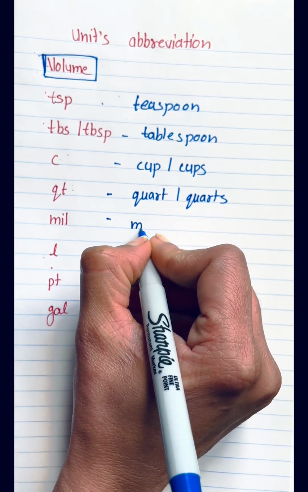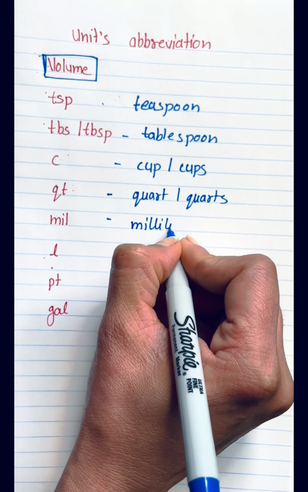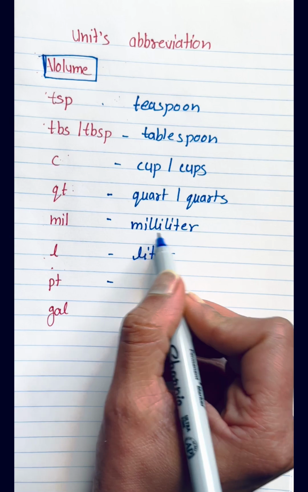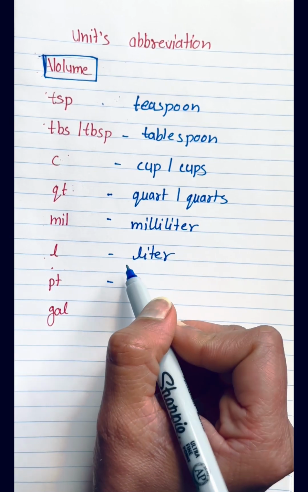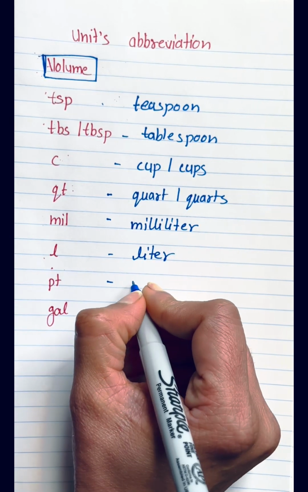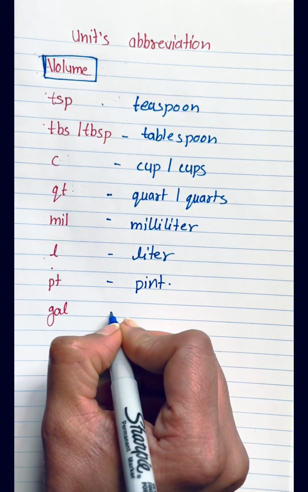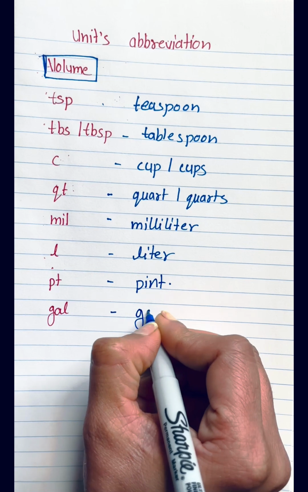ml is for milliliter. L is for liter. pt is for pint. gal is for gallon.